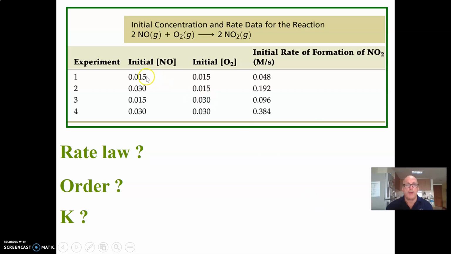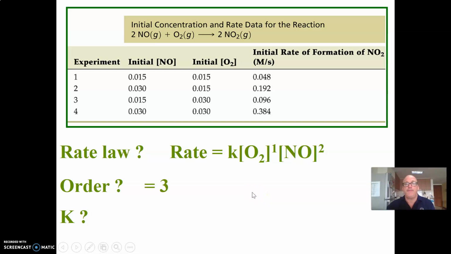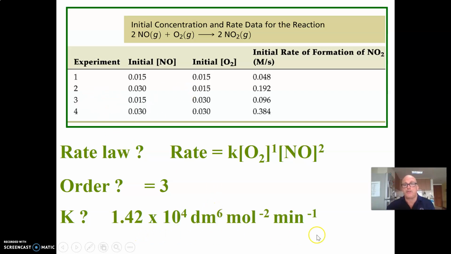Now you can try this one. Again, it's useful because it's not changing there, but it is there, and it's not changing there, but it is there. See if you can work out the orders of the reaction, and therefore the rate law, and therefore the value of K. So pause the video, and I'll just give you the answer now. The rate law is this, third order overall. There you go, 3. And the value of K, choosing any of the 4 experiments you like, should work out to be this value here.